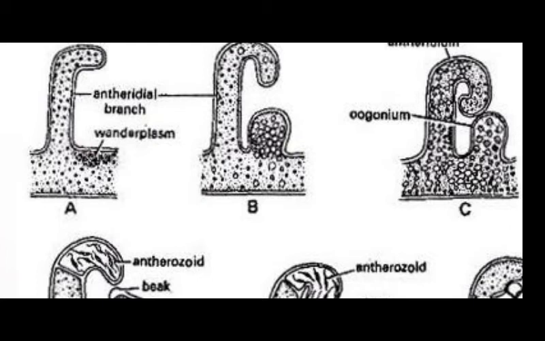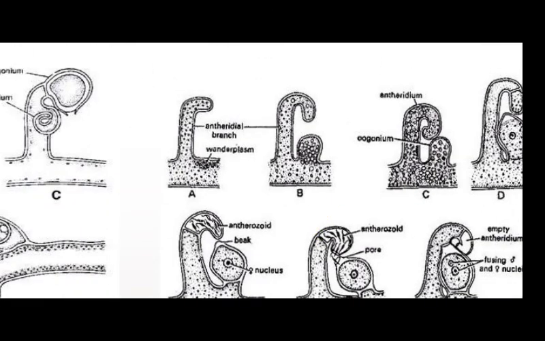Later, a large amount of cytoplasm and nuclei enter into the oogonium, making it into a large globular structure known as the oogonium. As the oogonium matures, it also gets separated from the main branch by the development of a septum. The mature oogonium is a uninucleate structure. The nucleus of the oogonium with protoplasm develops into a single egg.